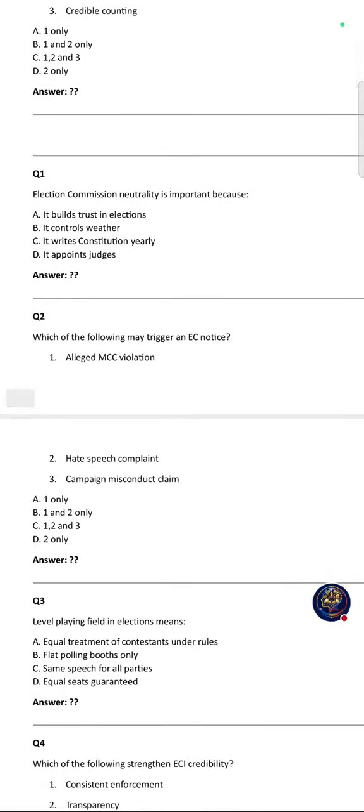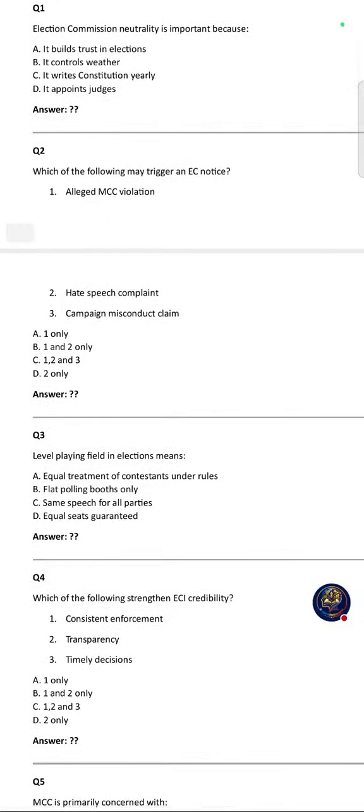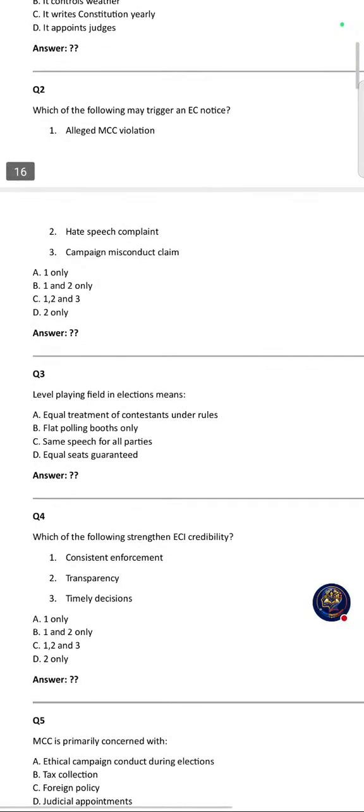Next, election commission neutrality is important because it builds trust in elections. Next question. Which of the following may trigger an election commission notice? First one, alleged MCC violation. 2, hate speech complaint. 3, campaign misconduct claim. What is the answer? Yeah, C is correct.